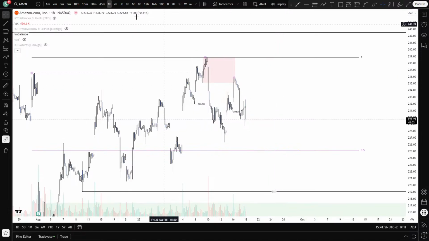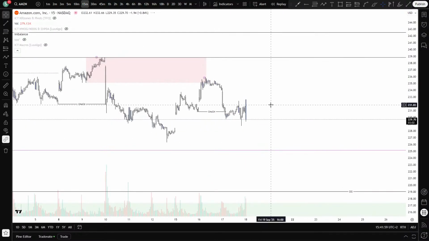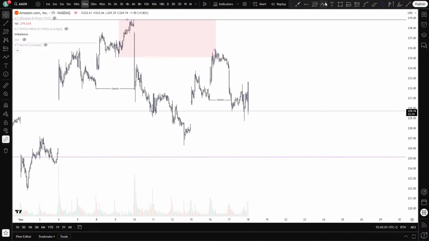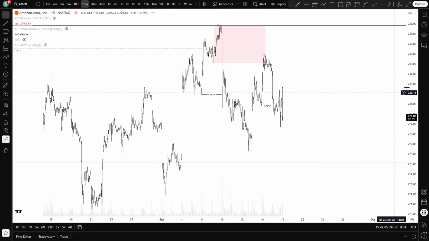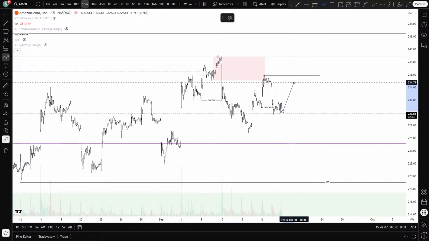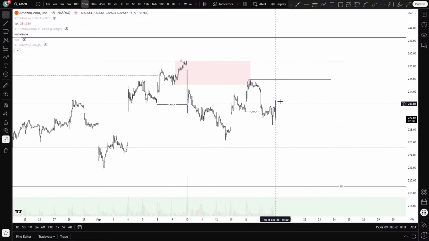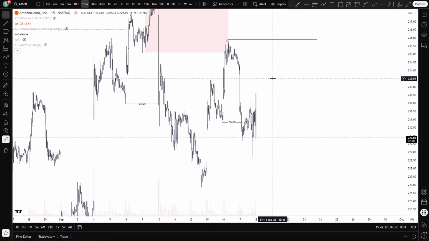But if the market is ready and wants to treat this as a bearish change of character, we are gonna see that this high is gonna get respected. And we put in a lower high for a new lower low. Where could this lower high be put in?